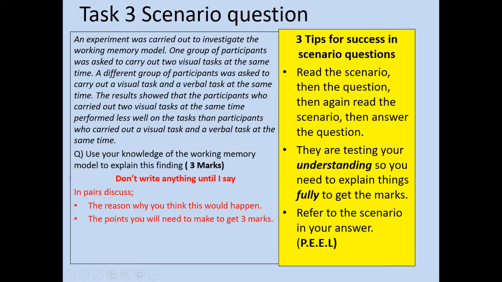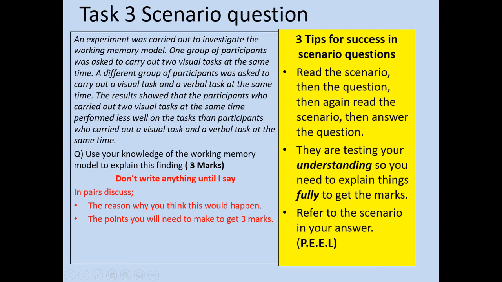Okay, let's have a look at a scenario. This scenario is one which we could have. So an experiment was carried out to investigate the working memory model. One group of participants was asked to carry out 2 visual tasks at the same time, and a different group of participants were asked to carry out a visual task and a verbal task at the same time. The results showed that participants who carried out 2 visual tasks at the same time performed less well on the tasks than participants who carried out a visual and a verbal task at the same time. Using your knowledge of the working memory model, explain these findings.